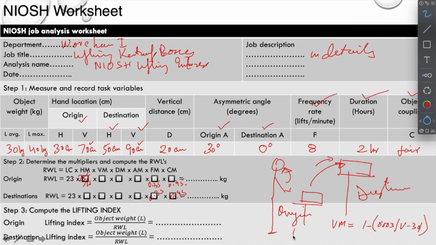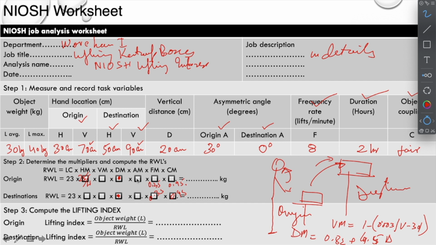DM, the distance multiplier, is 0.82 plus 4.5 over D. We can substitute the value of D as 20 for both cases, and we can put the same value for the distance multiplier here and here.